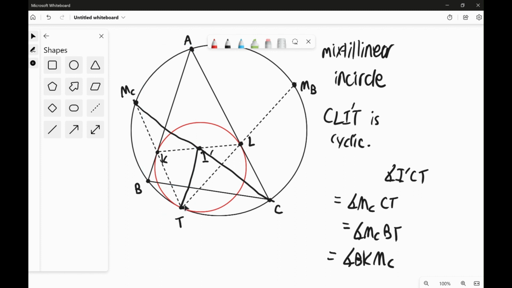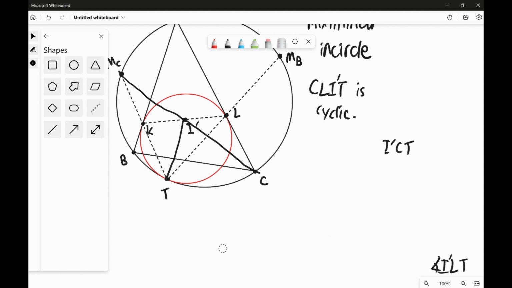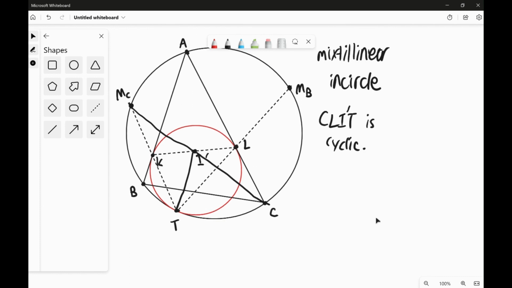And we want to relate things to the point T, and as we proved earlier, T lies on line KMC. So this actually ends up being directed angle BKT. And now look, we have tangent lines. So BKT is equal to directed angle KLT, which is equal to directed angle ILT, I prime LT. So we're done. We showed that this quadrilateral here is cyclic: CLI prime T.